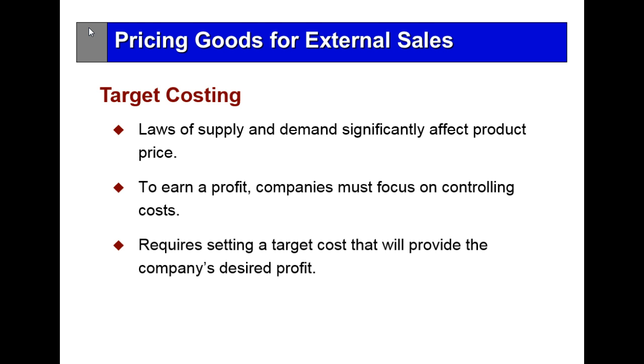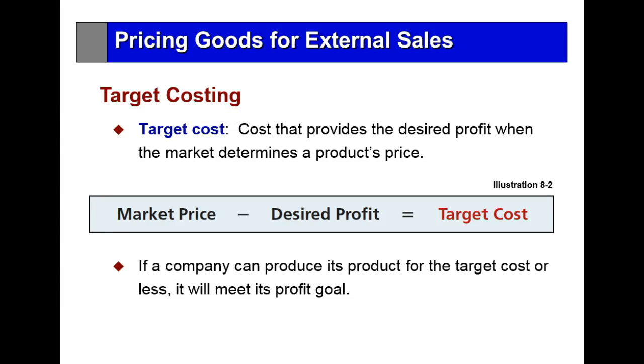Target costing. Laws of supply and demand significantly affect product price. Ultimately, to earn a profit, companies need to focus on controlling costs, reducing the costs that go into the product. That requires setting a target cost that will provide the company's desired profit. Target costing: costs that provide that desired profit when the market determines a product's price.